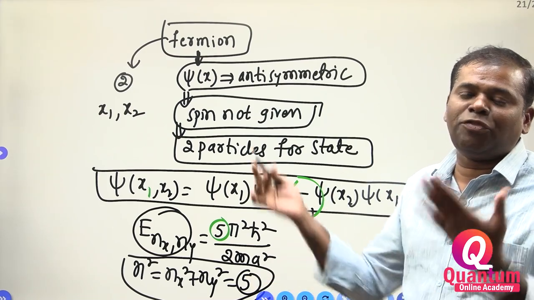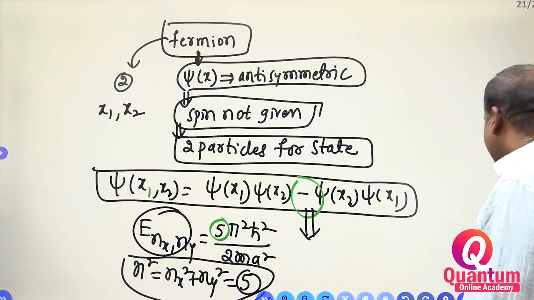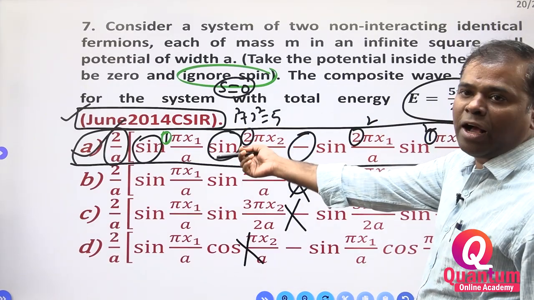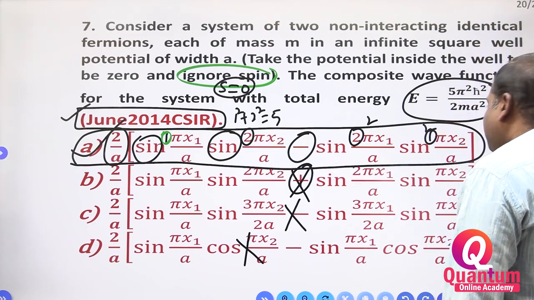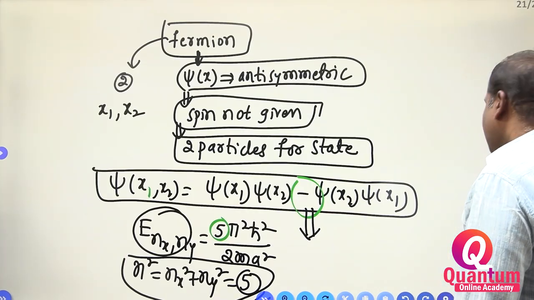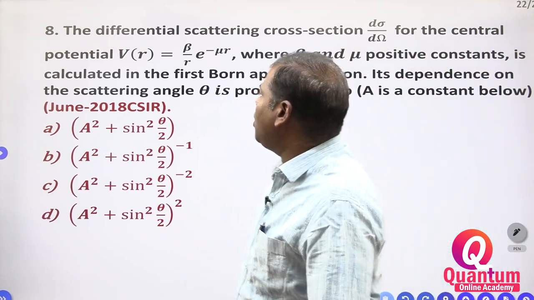How do we get the 5 from the following options? We have to see. The first option gives it. That is, the first option is the correct one. Clear?